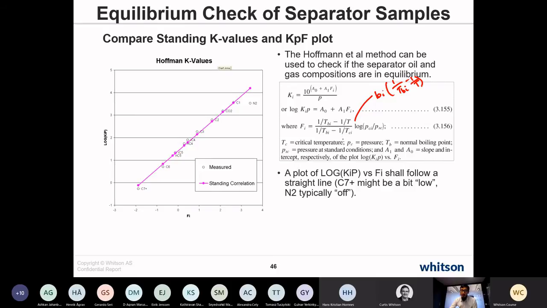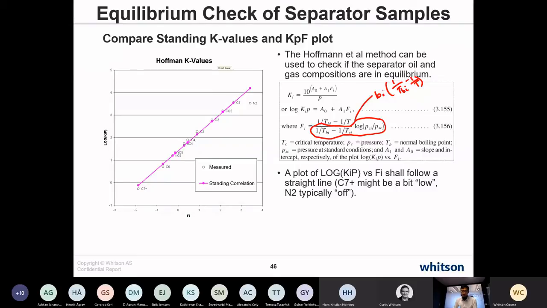And so this is the same expression. So this whole term here, if I take this guy here, this is actually this BI value here. And then the rest is the same, 1 over TBI minus 1 over T. So standing has given the values of BI for these lighter components, which are mainly a function of the boiling point, the critical temperature, the critical pressure of each component, and the standard condition pressure.